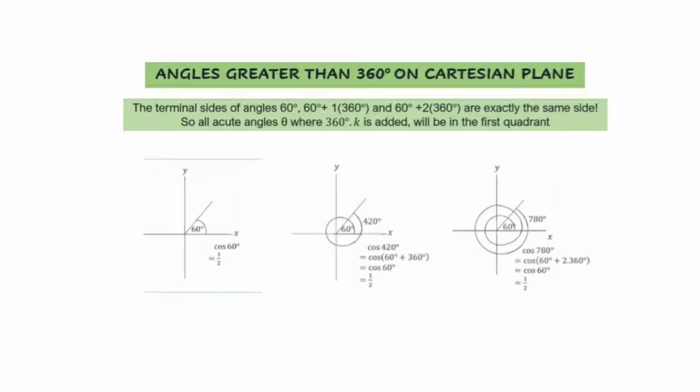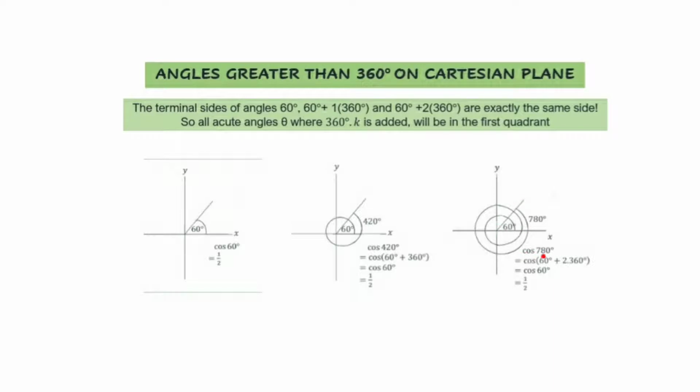Larger angles. Let's look at larger angles on the Cartesian plane. If we have cos 60 on the Cartesian plane, it's in quadrant 1. Now add 360 to 60 degrees. We get 420. That means we're going 60 plus another 360 degrees. Then we're still in the first quadrant. We still have the same value, and that is a half. Let's go for 60 and then another 360, another 360, two 360s. And we will still have exactly the same triangle that we originally had.